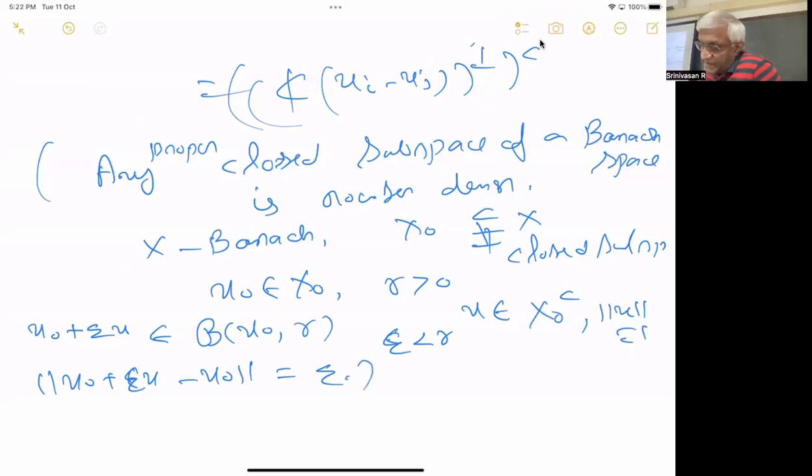So this is in, because this U naught plus epsilon U is in that open ball. Okay, that open ball, that U naught plus epsilon U is not in the vector space, because U naught is in the vector space and epsilon U is outside the vector space. So the sum will not be in that.